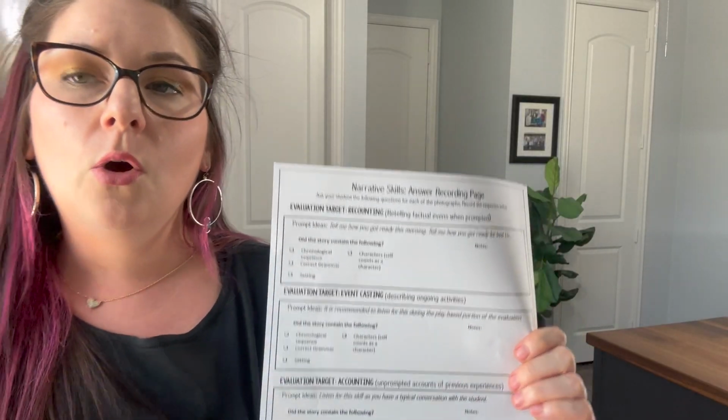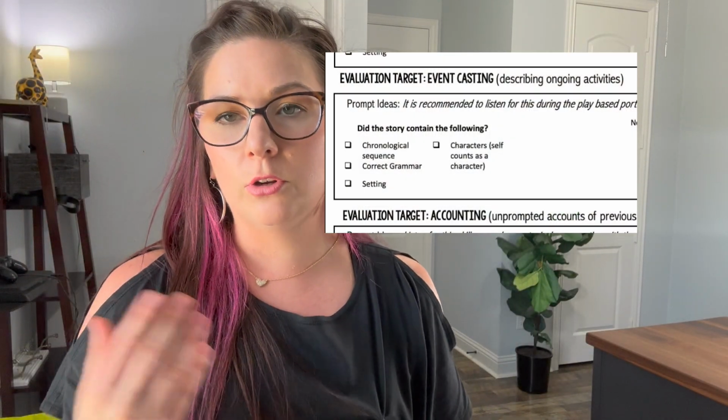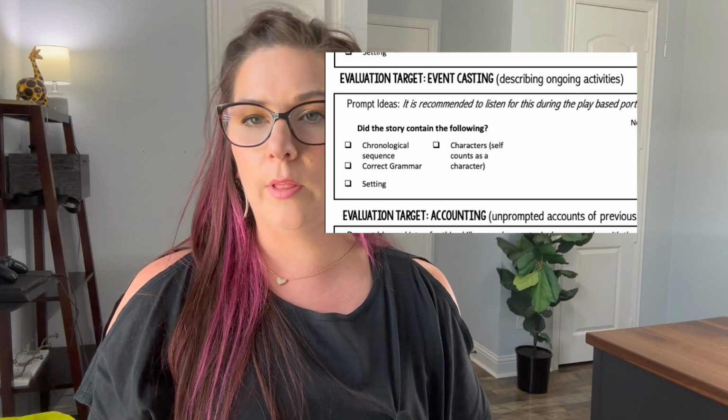Now, we also want to work on, or evaluate, event casting. So that is, are we describing ongoing activities? So this might look like a child playing with a doll and they're just saying, oh, my baby's eating, my baby's drinking, I need to change my baby's diaper, it's poopy, whatever. That's event casting. That's the next step.